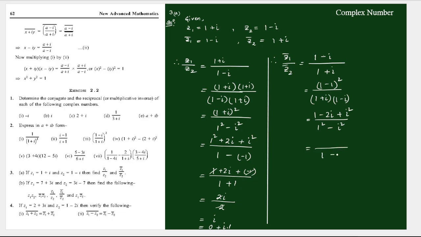So 1 minus 2i plus i square, this is 1 minus 1. This is how much? 1 minus 2i minus 1. So 1 minus 1 is 0. So we get minus 2i by 1 plus 1 is 2. The 2 cancels, we get minus i. And if we want to write in a plus ib form, then 0 plus i times minus 1. So this is our question number 3a. Now let's move to question number 3b.